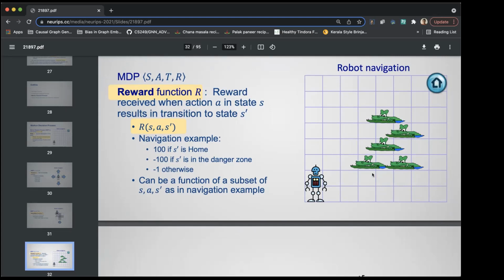If the robot is in a danger zone, like where one of the crocodiles is, we're going to give it a reward of -100, and it's going to be -1 otherwise, because we don't want this robot to just move anywhere. We want it to take the shortest path back home. So the more steps it takes, the higher the penalty it's going to receive for taking a really loopy path back home. We want it to take the shortest safe path back to the top right corner of this grid.